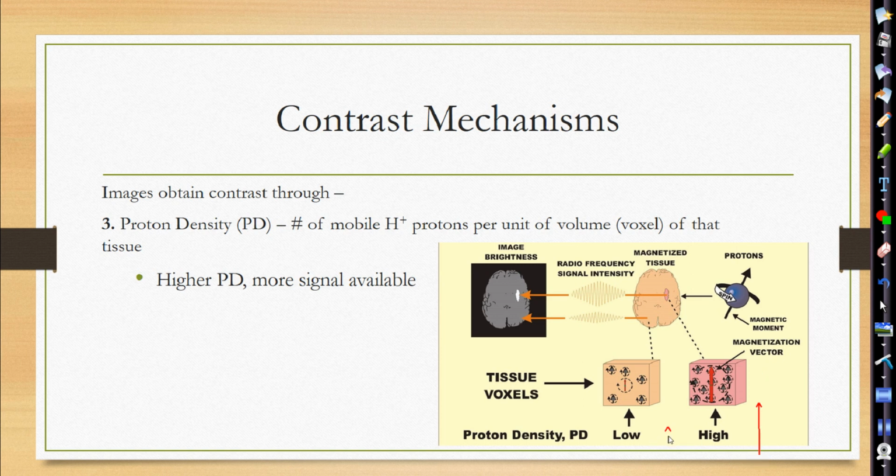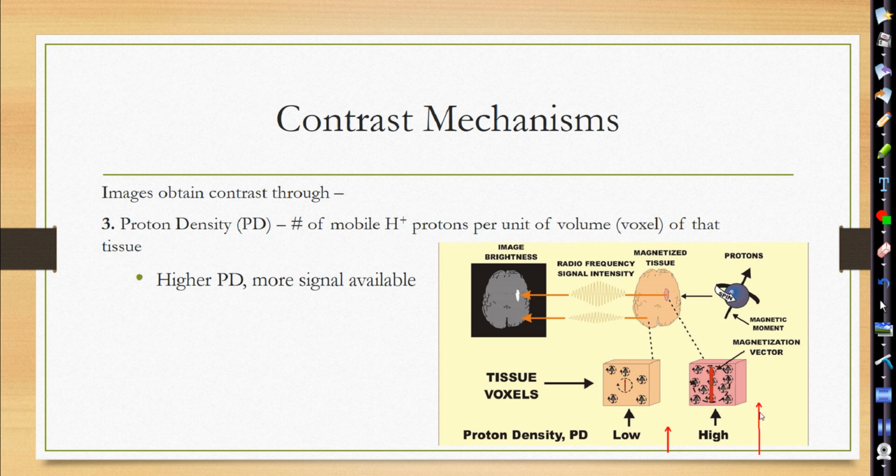Than this one over here. It's only going to be this big. Because in the low areas of proton density, you have less mobile hydrogen protons within that voxel, so a smaller net magnetic vector. Here we have more hydrogen protons per unit volume, so we get a higher net magnetic vector.